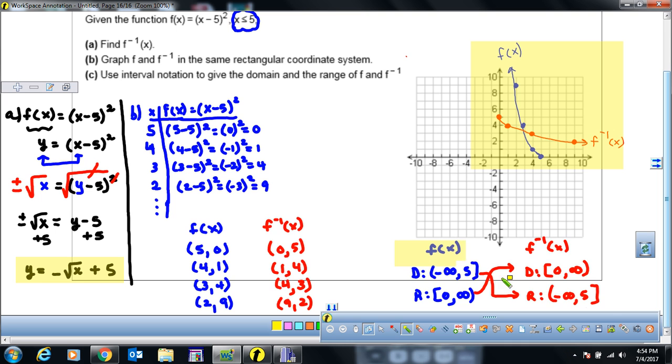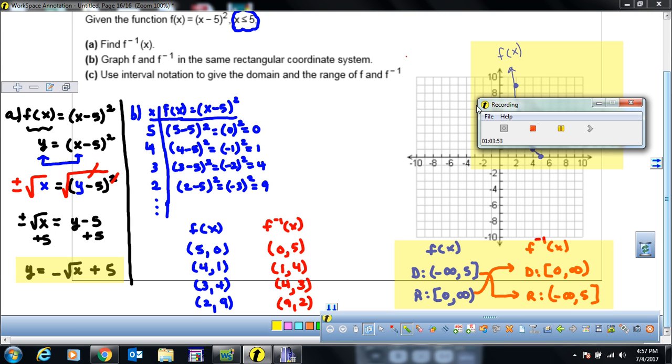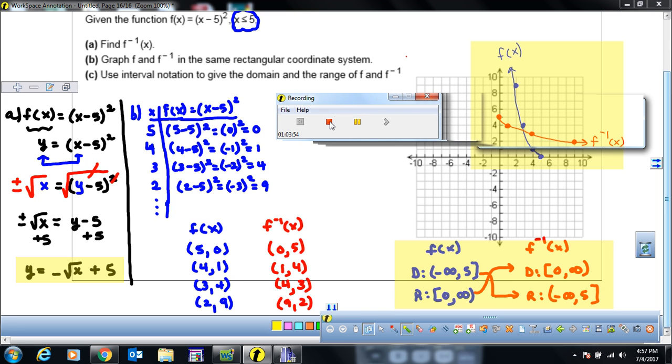And these are the domain and the range of both f of x and its inverse function. So we got A, B, and C. This problem concludes section 2.7, which is inverse functions.